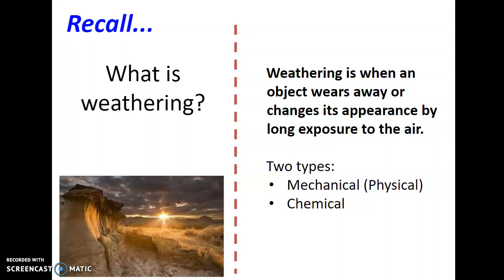So let's remember from our soil formation notes, what is weathering? Weathering is when an object wears away or changes its appearance by long exposure to the air. There are two types of weathering, which we'll learn about today: mechanical, which is also known as physical, or chemical weathering.